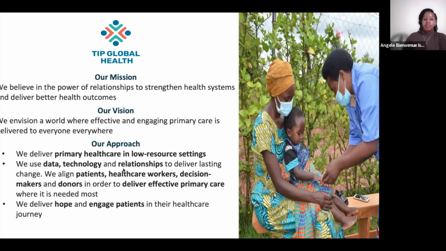At TIP, we believe in the power of relationship to strengthen health systems and deliver better health outcomes. We envision a world where effective and engaging primary care is delivered to everyone. We do so by delivering primary health care in rural resource settings, by utilizing data, technology, and the relationship to deliver lasting change. We also align patients, healthcare workers, decision makers, and donors to deliver effective primary care. We overall do that by delivering hope and engaging patients in their healthcare journey. Next, please.